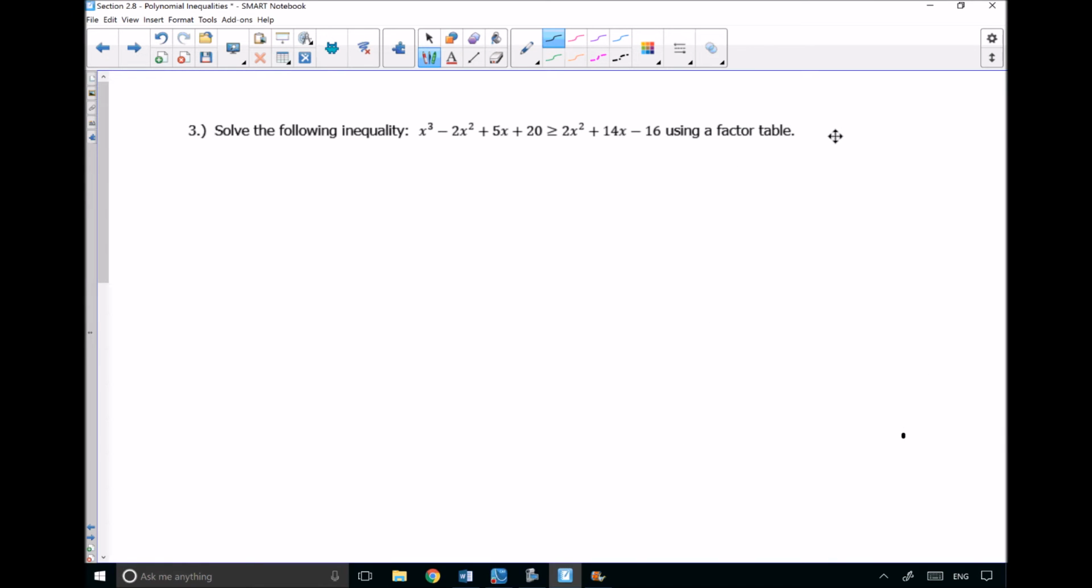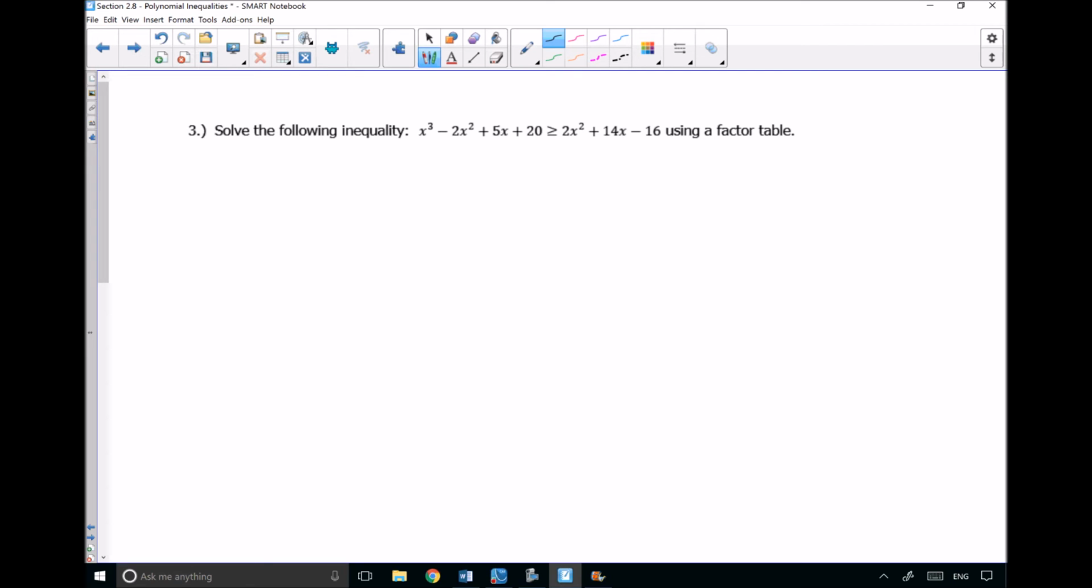Okay? All right, last question, number 3. Solve the following inequality. x cubed minus 2x squared plus 5x plus 20 is greater than or equal to 2x squared plus 14x minus 16. And we're going to use something called a factor table.